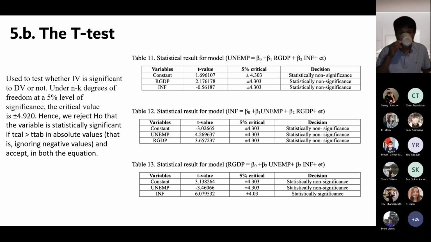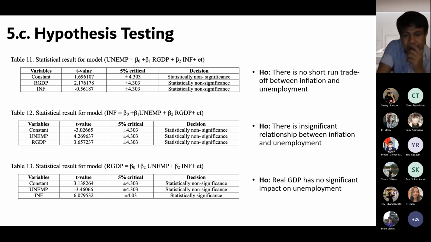And here are the tables of the three models: unemployment, inflation, and real GDP. For the hypothesis testing, the first hypothesis is that there is no short-run trade-off between inflation and unemployment. The second hypothesis is that there is a significant relationship between inflation and unemployment. And the last null hypothesis is that real GDP has no significant impact on unemployment.